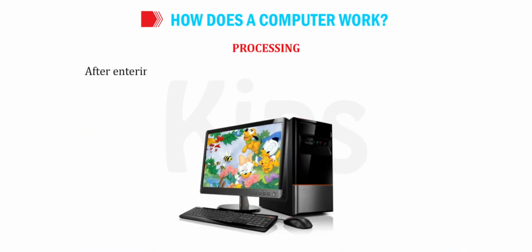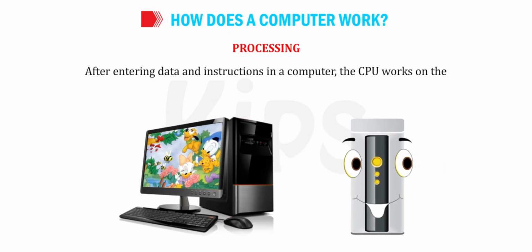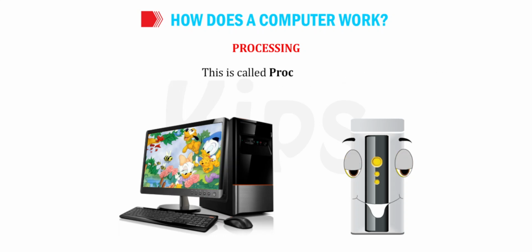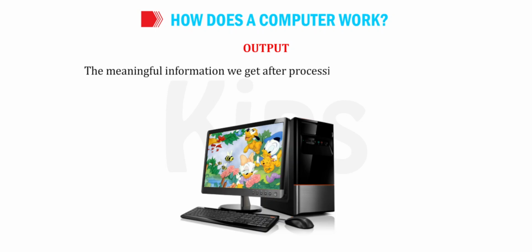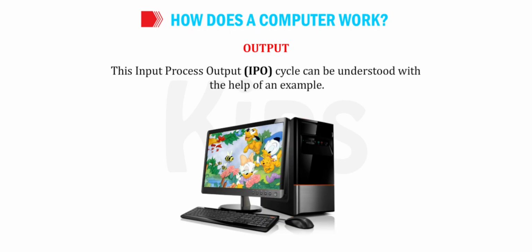Processing is after entering data and instructions in a computer. The CPU works on the input to give meaningful information. This is called processing. Output. The meaningful information we get after processing is known as output. This input, process, output IPO cycle can be understood with the help of an example.